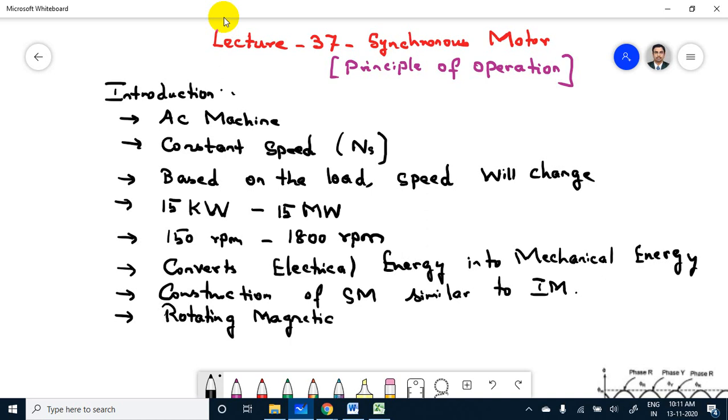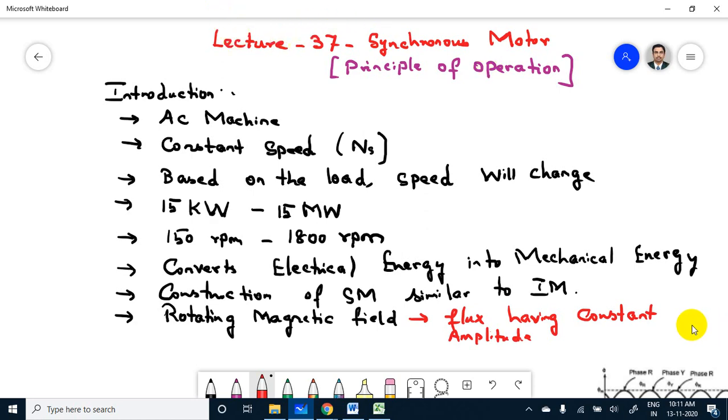It is a field or flux which has a constant amplitude, whose axis rotates in a plane at a certain speed. Okay, so based upon the speed, the flux value will vary, while having a constant magnitude.